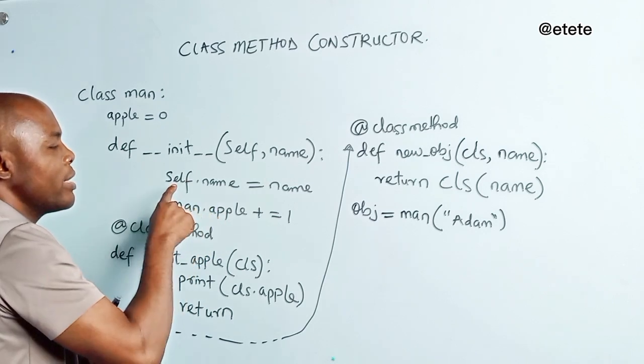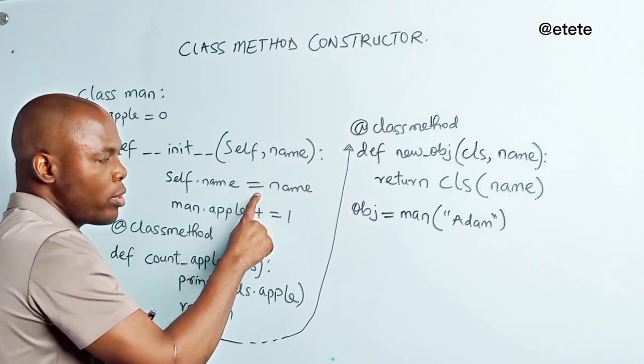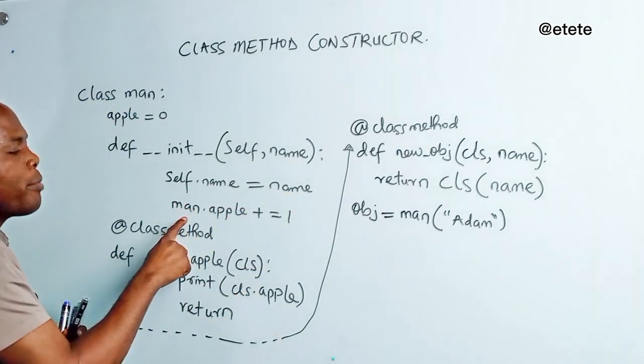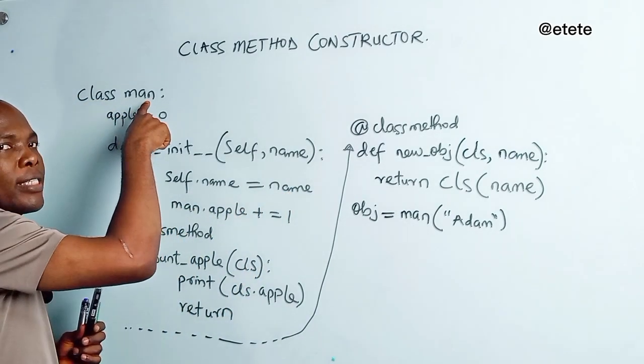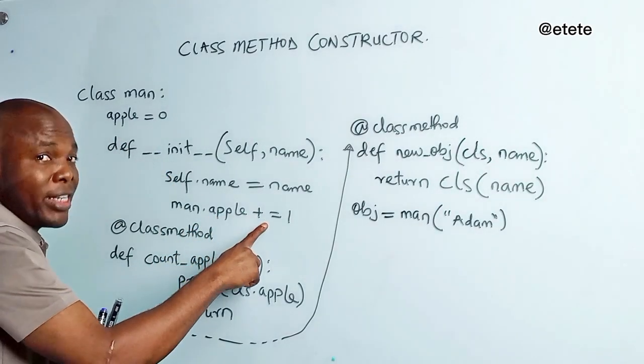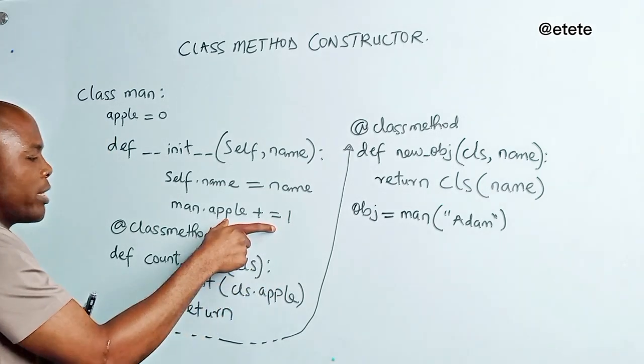So that will now be object.name equals to what? That is assigned what? Adam. Then I will come here and I will use this class to access this class variable and increment it, increase it to what? 1. So it will increase to 1. That is what I have done.